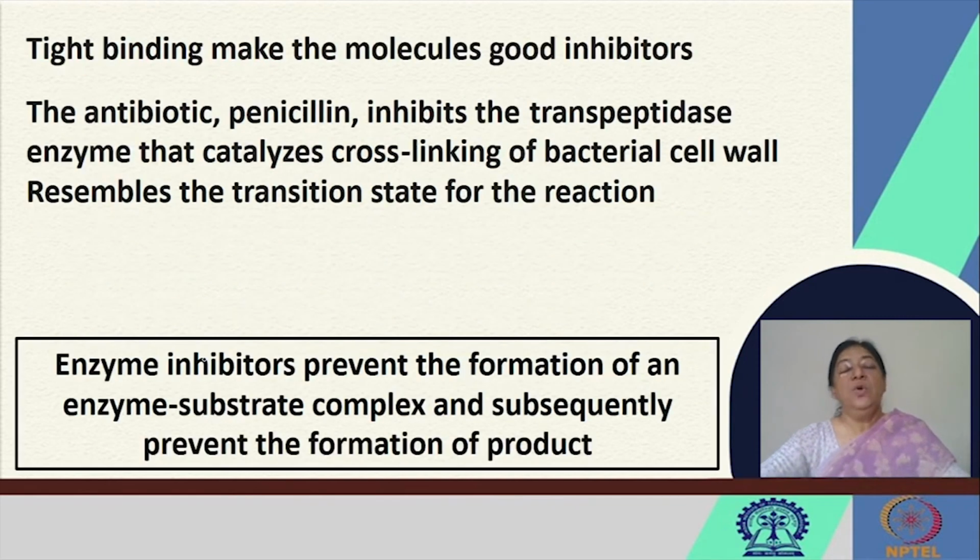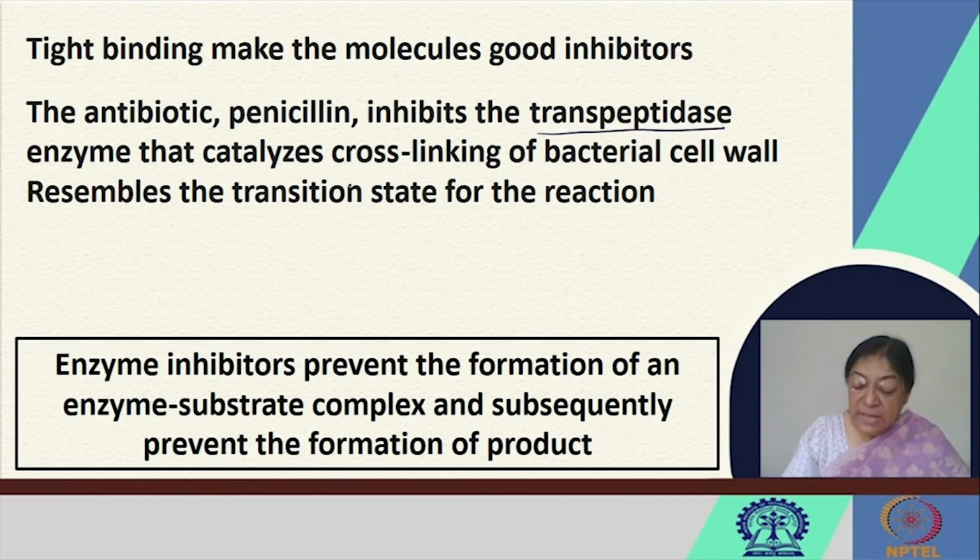So we are looking now, interestingly, for something that is going to bind tightly to the enzyme, unlike a substrate bound to the enzyme, because we would like the enzyme substrate complex to be in a manner that would allow the formation of the product. But in this case, where we are looking at the specific inhibition of the enzyme activity, we would be looking for tight binding. For example, the antibiotic penicillin inhibits the transpeptidase enzyme. As we can see from the name, the transpeptidase enzyme catalyzes the cross-linking of the bacterial cell wall.